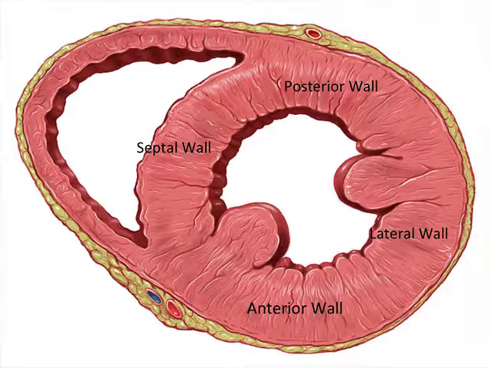The coronary artery distributions of the myocardial walls are as follows. The anterior and anteroseptal walls are supplied by the left anterior descending artery. The lateral and posterolateral walls are supplied by the left circumflex artery. The posterior and posteroseptal walls are supplied by the right coronary artery.